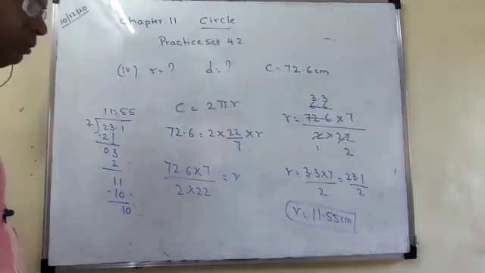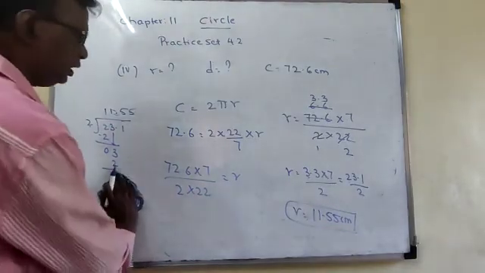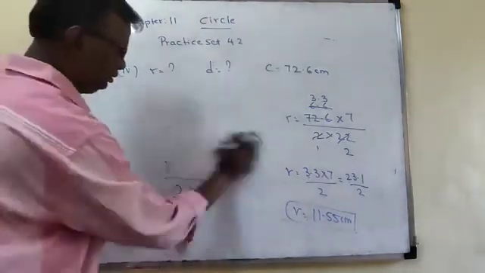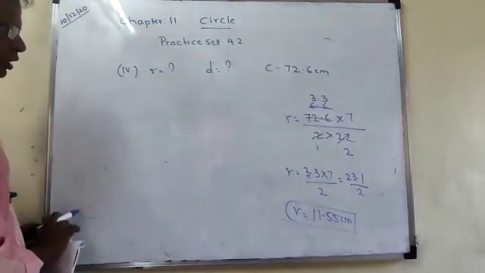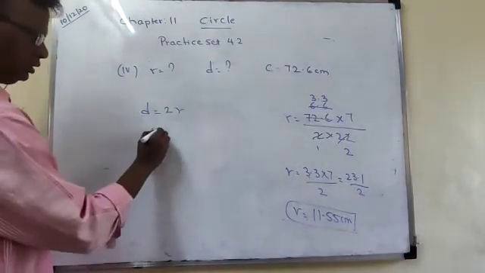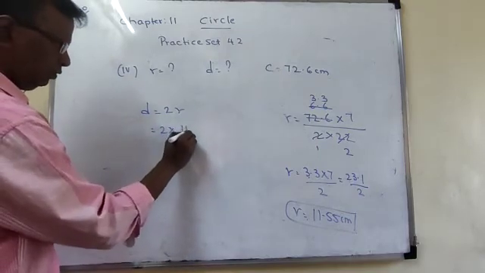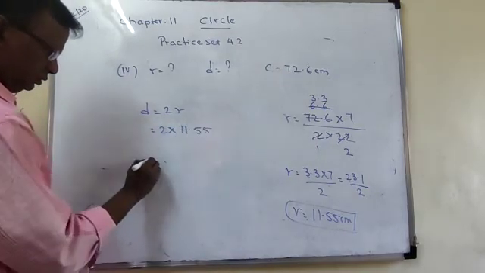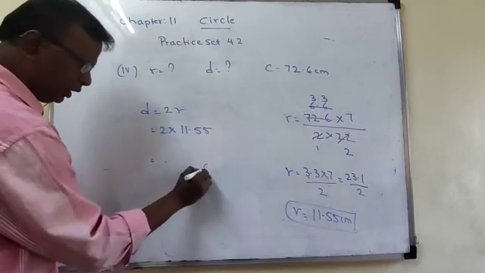Okay. Now after that, what do we find? After the radius, I have to find out the diameter. Diameter, what is the formula? D is equal to 2r. That is 2 into, what is r? 11.55.